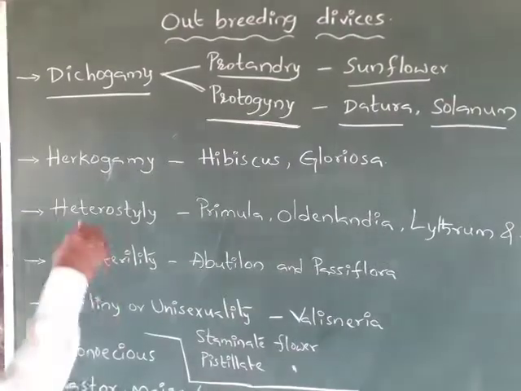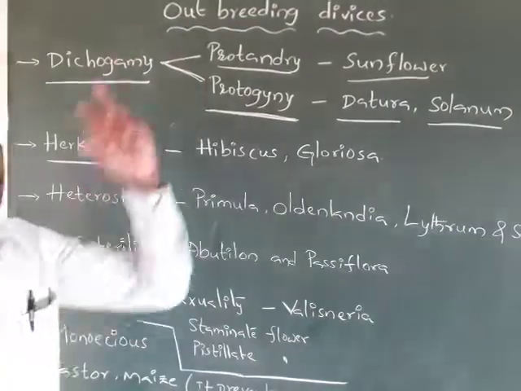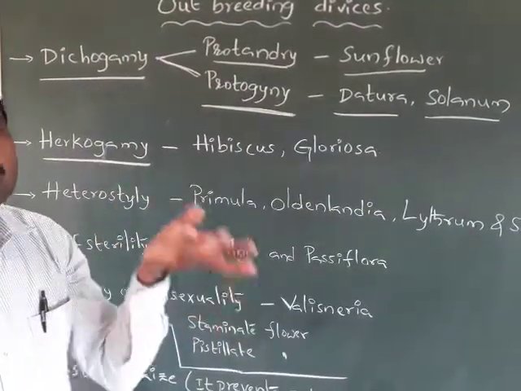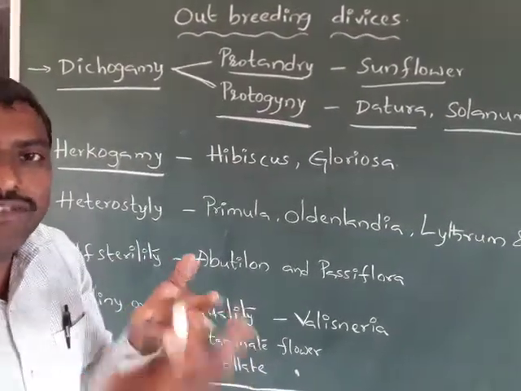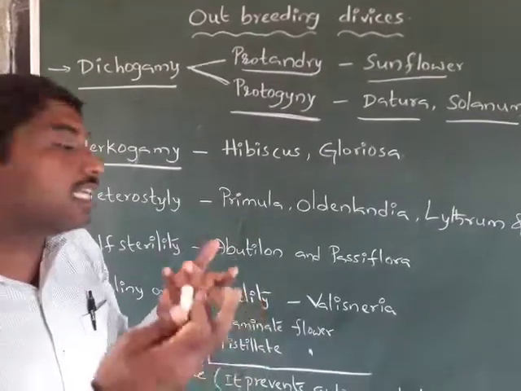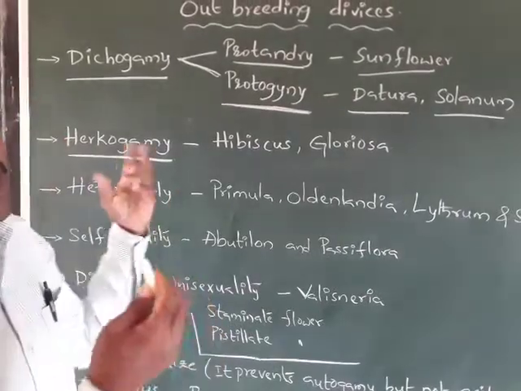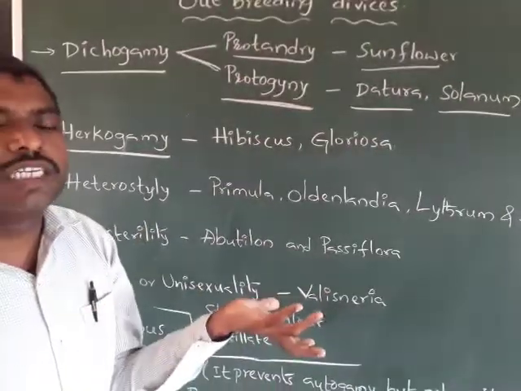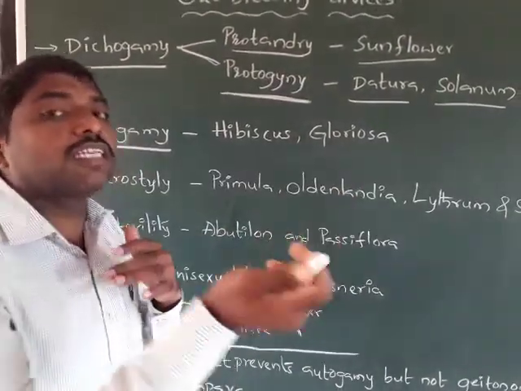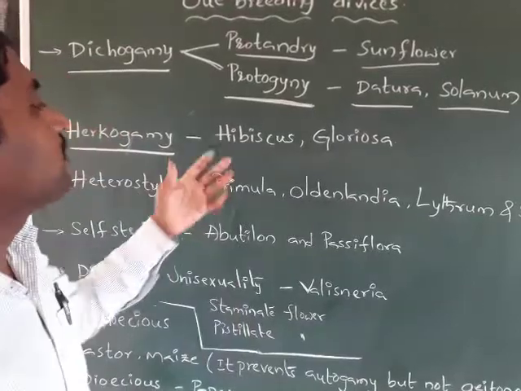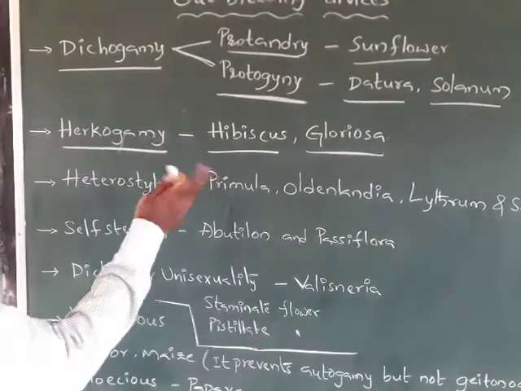And the next outbreeding device, hercogamy. Here the stamens and the stigma are arranged at different positions in the same flower. That is called hercogamy. It encourages cross pollination and avoids self pollination. Examples are hibiscus and gloriosa superba.